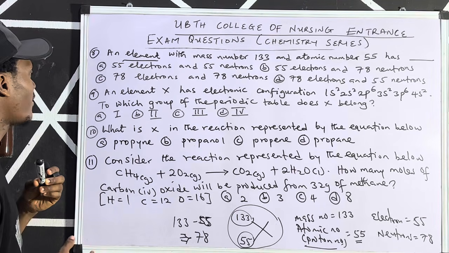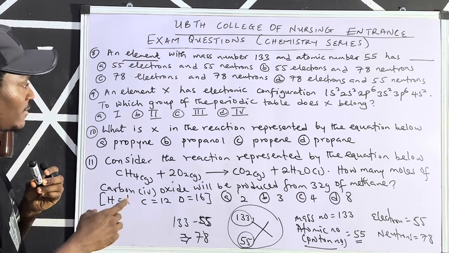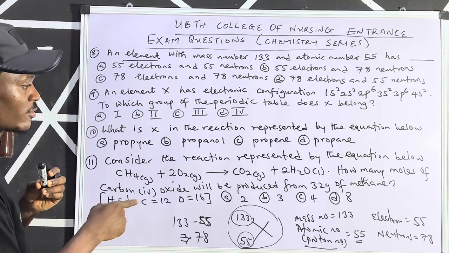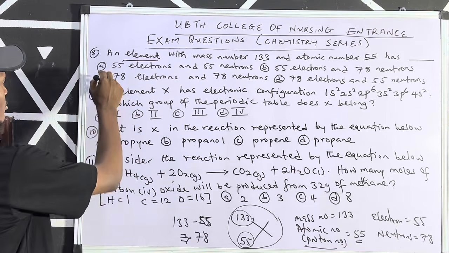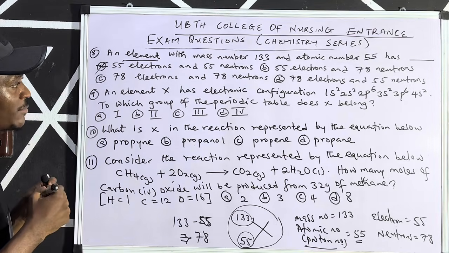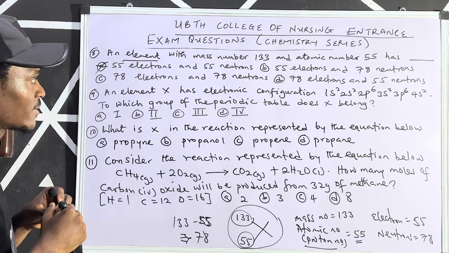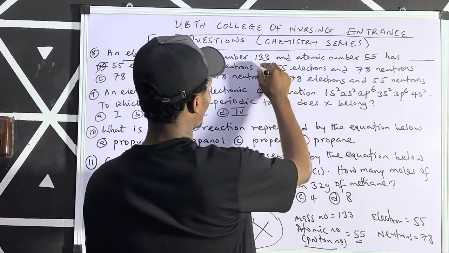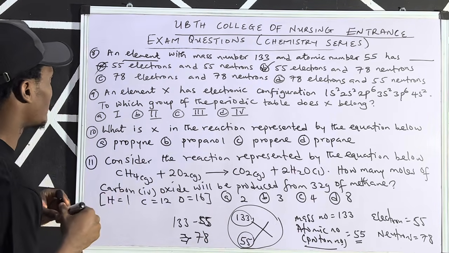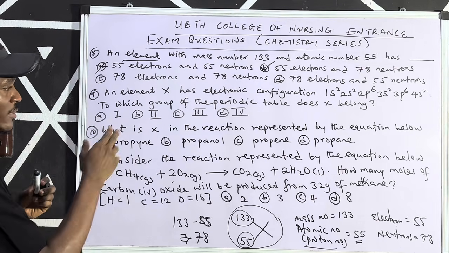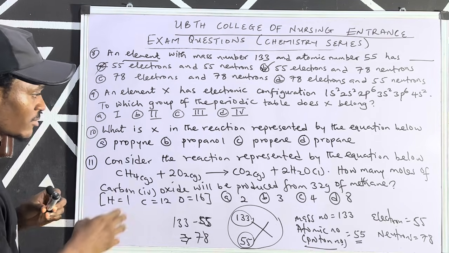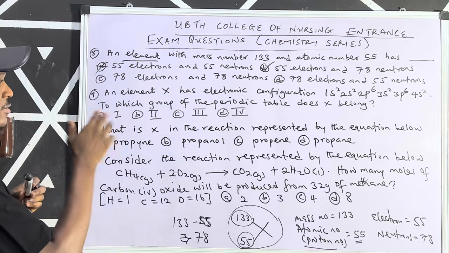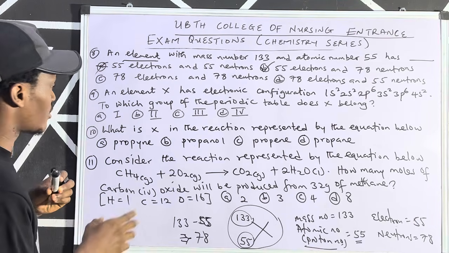So let's check the one that will be correct. Option A, 55 electrons, would that be correct? Yes. Then 55 neutrons, no. We have 78 neutrons, so this will be wrong. Then B, 55 electrons, correct. Then 78 neutrons, yes. So this becomes our answer. Let's check option C. 78 electrons, already wrong. We have 55 electrons. So the best option to go with in that case is option B.